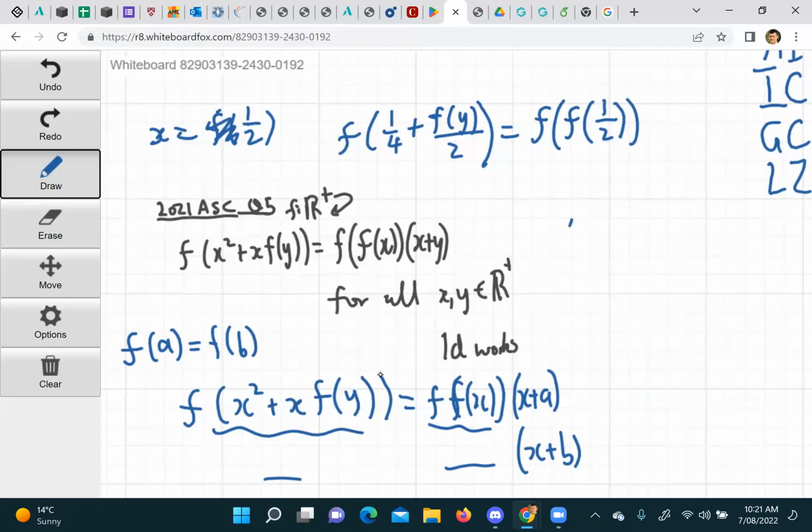And f of a half is just a half. So we can get rid of the f of a half, because f of a half equals a half. Yes. Then you get one quarter plus y.